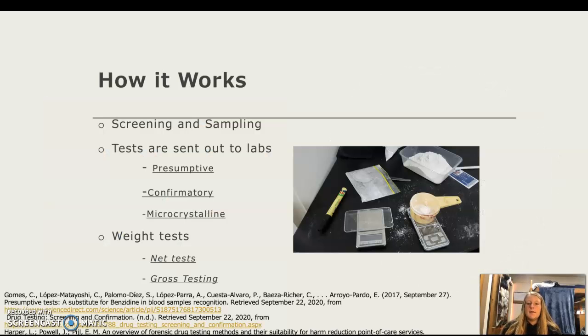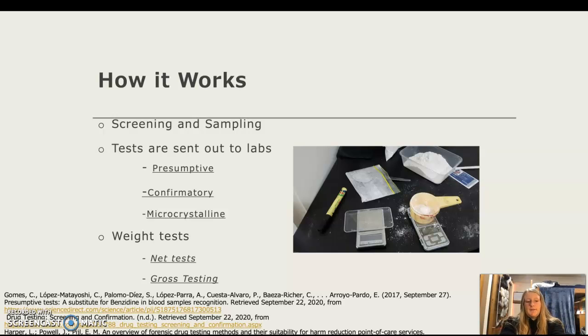How it works. There's screening and sampling done, and there's also tests that are sent out to labs. According to Science Direct, the presumptive test is a qualitative analysis that allows to identify or confirm the presence of a substance in a sample. This type of test is usually used by employers, and it's the one test that they use to test their employees. The only drawback about using this test is that it gives a lot of false positives. So for instance, if an employee were to eat a poppy seed muffin before they went to take their test, it could show up as opioids.